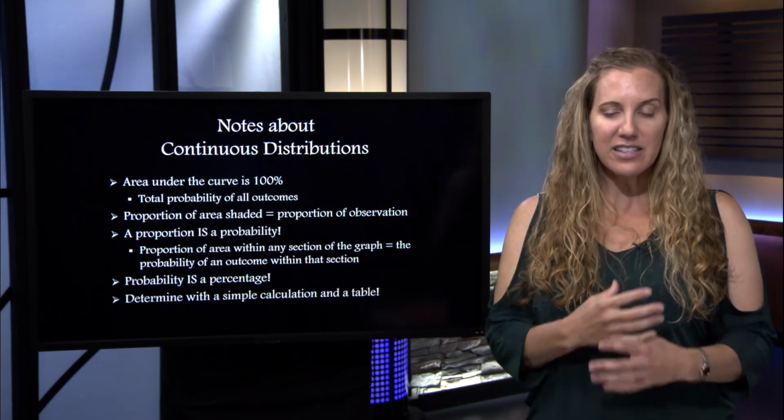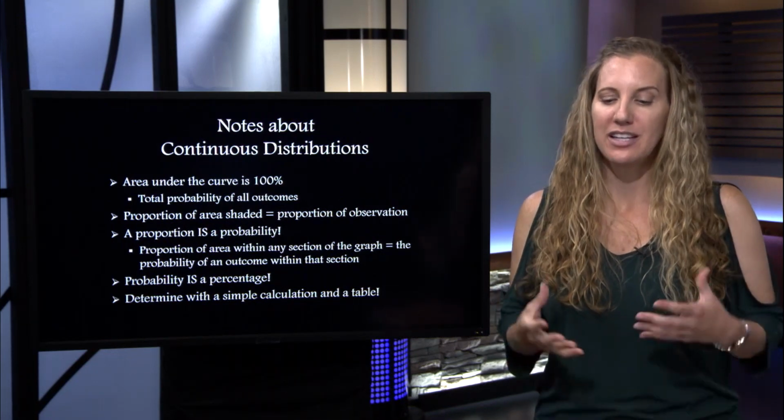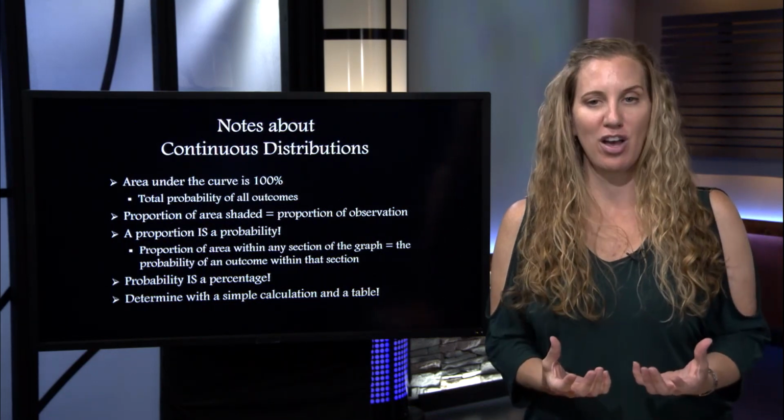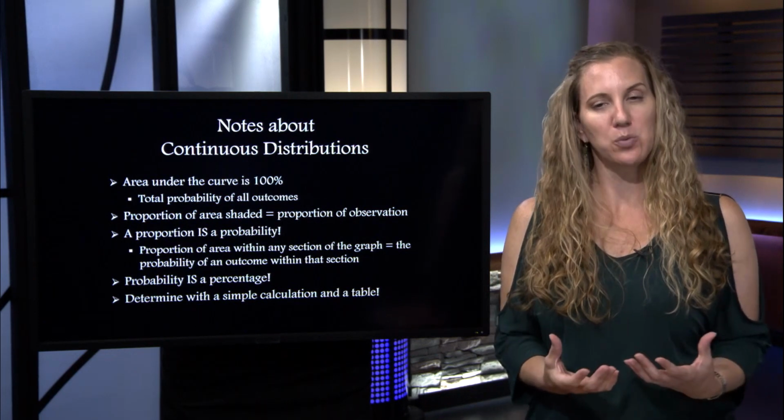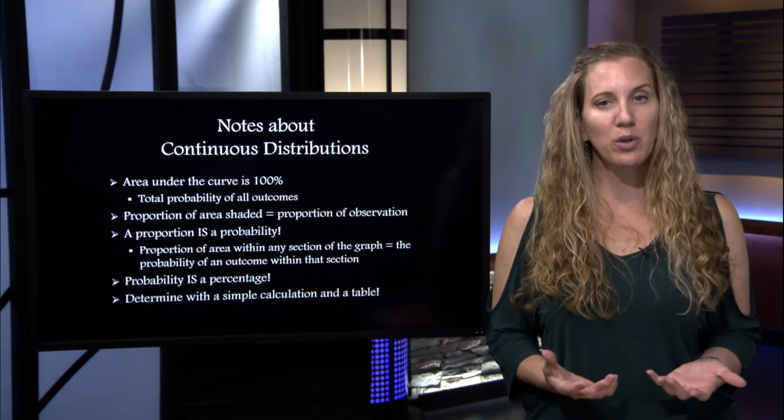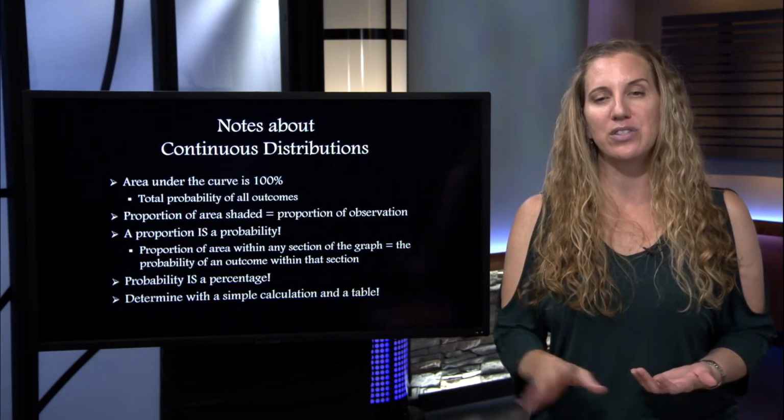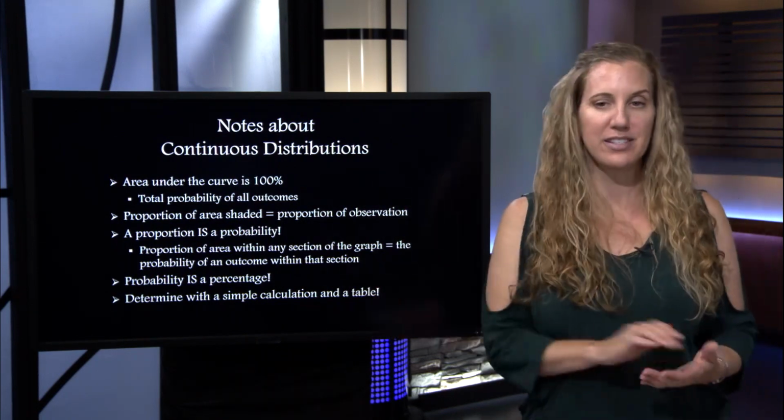So that is it for probability theory. It is the backbone of inferential statistics, because next week we're going to talk about the standard normal curve, which will then allow us to find the probabilities under the curve.